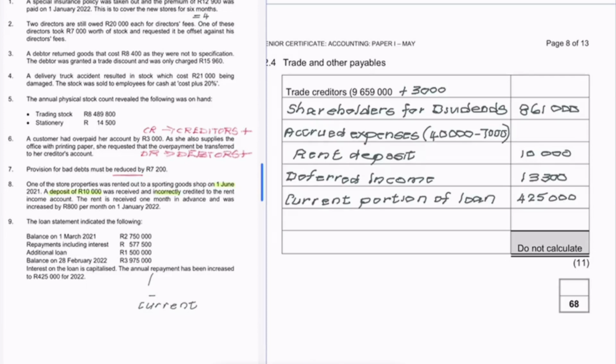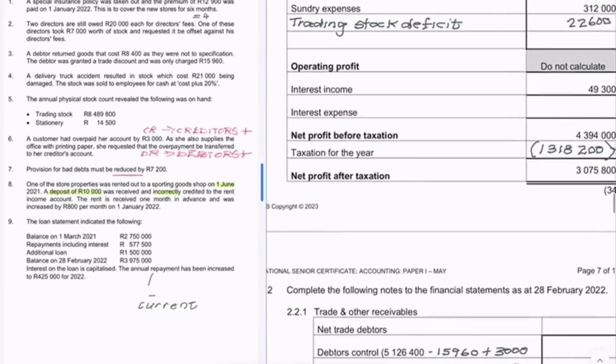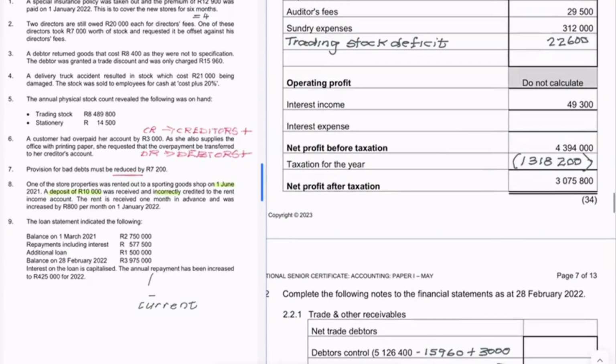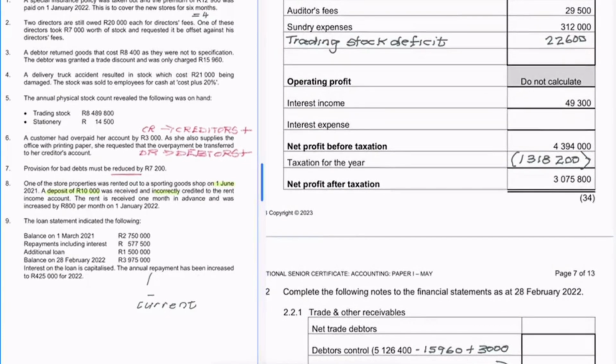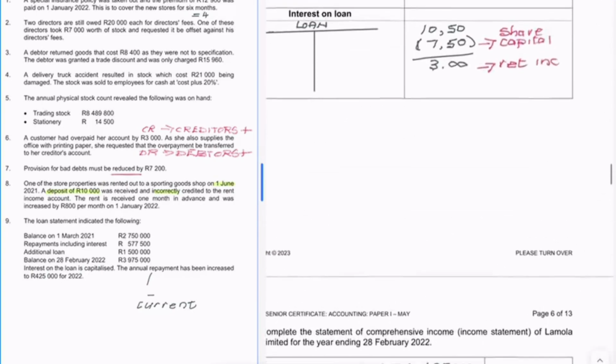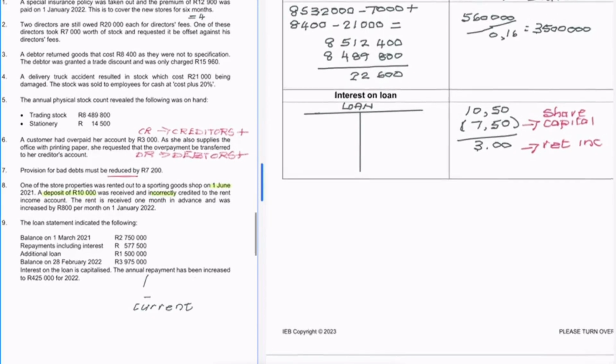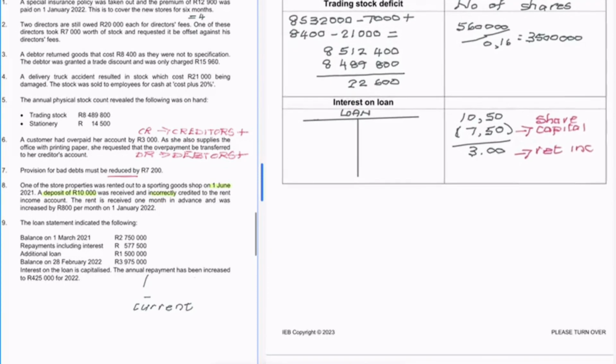Now, what are we looking for? The figure that we are missing in our income statement is the interest expense. In our information here, we've been told that the repayments include interest, but that's all they're saying about it, and they tell us that the interest on the loan is capitalized. There are two ways to work this out. I'm going to work it out the long way first, just to help you to understand where we're getting the figures from.